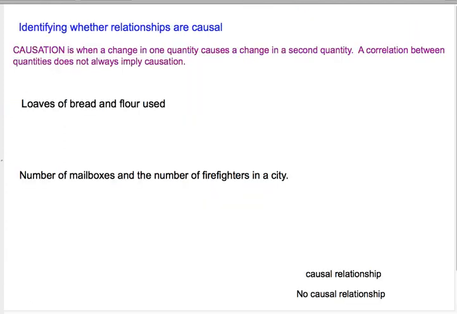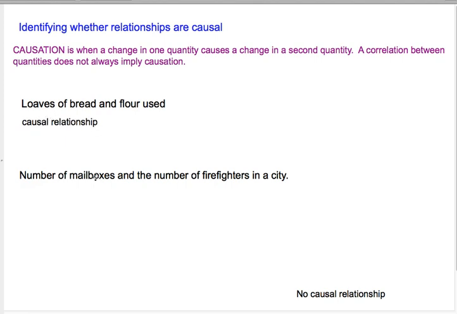Now the last thing I want to talk about is causal relationships. Causation is when a change in one quantity causes a change in a second quantity. A correlation between quantities does not always imply causation. Let me give you two examples. Let's say you're making bread, and in making bread the recipe calls for flour. So there is a correlation between the loaves of bread you make and the amount of flour you use. And the more loaves of bread you make causes you to use more flour. So the loaves of bread and flour used is a causal relationship.